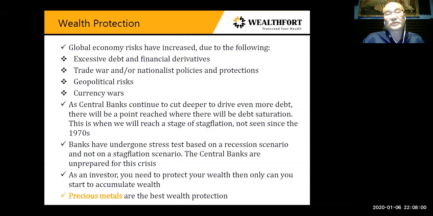This is when we will reach a stage of stagflation not seen since the 1970s. Banks have undergone stress tests based on a recession scenario and not on a stagflation scenario. Central banks are unprepared for this crisis. As an investor, you need to protect your wealth. Only then can you start to accumulate wealth. Precious metals are the best wealth protection.